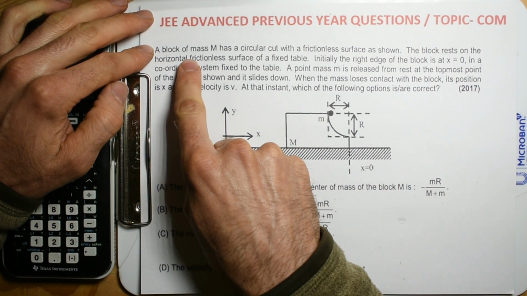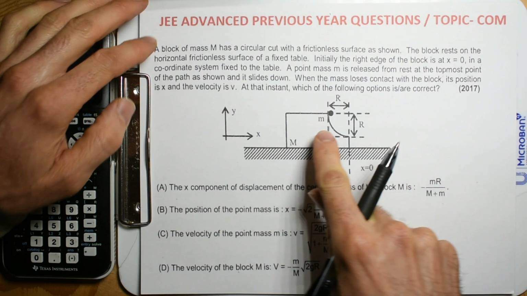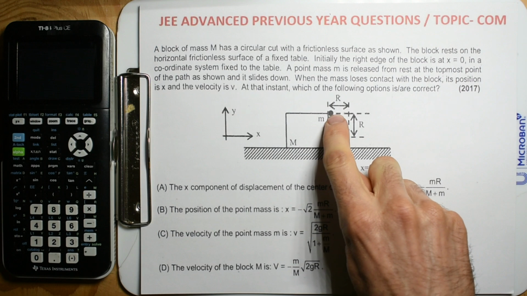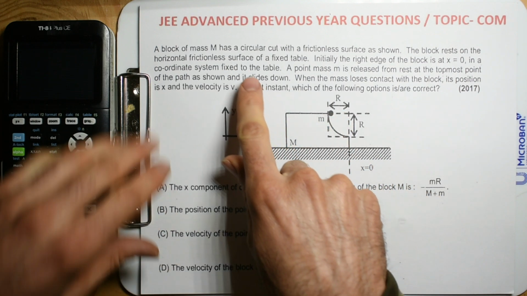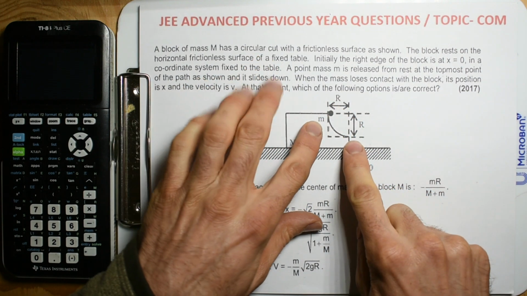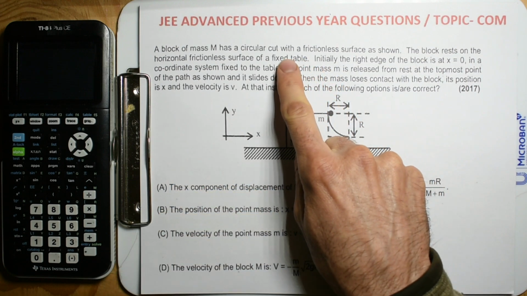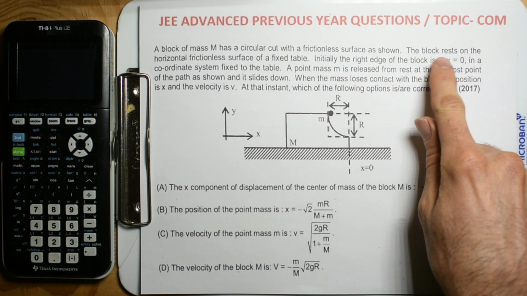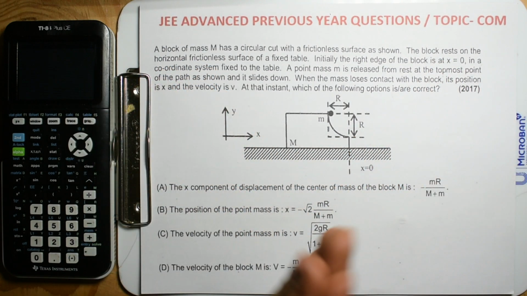A block of mass m. Oh, hell yeah, I was just kind of glancing at this problem. I thought maybe this was a circular block, but anyway, this is the block. And then it has a circular cut right there, and a quarter circle is cut from it, with a frictionless surface. The block rests on a horizontal frictionless surface.